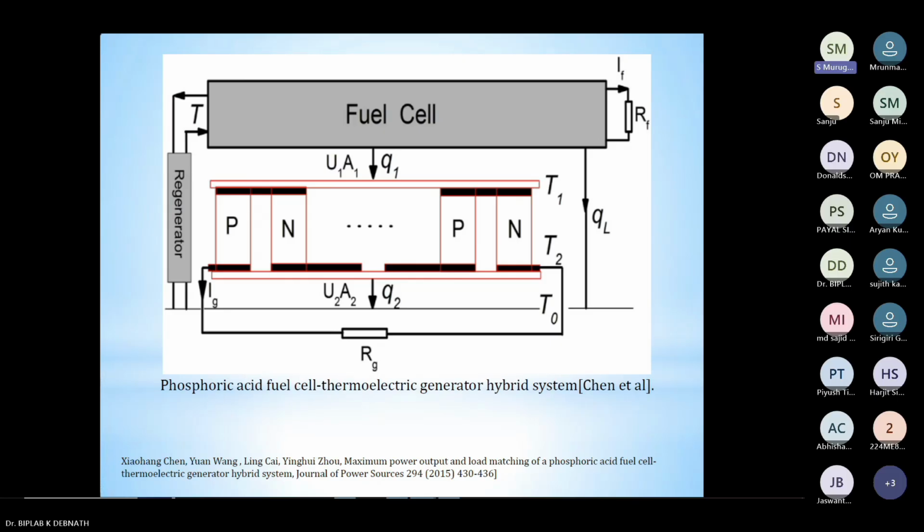They are connected to a load. Here you can see at the bottom of the fuel cell, below the fuel cell, PN materials are placed and they are connected to a load. Okay, next.